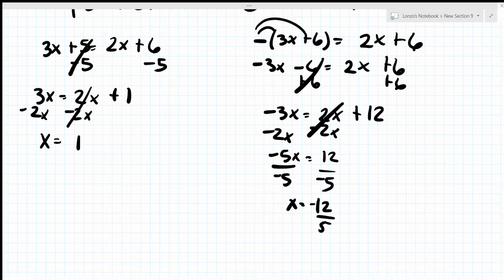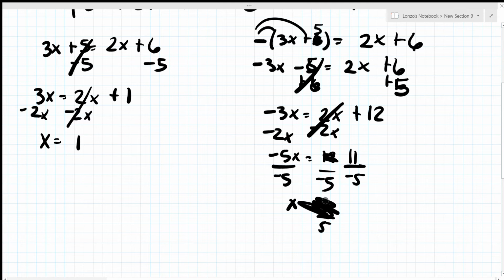Wait, did I do this right? 6, 7, 8, 9, 10, 11, 12. Oh, hold on. I made a mistake right here. This should not be a 6, this should be a 5. My mistake. So this should be a negative 5. So you should add a positive 5, not a positive 6. So this should be 11 over negative 5. So the other answer is x equals negative 11/5.